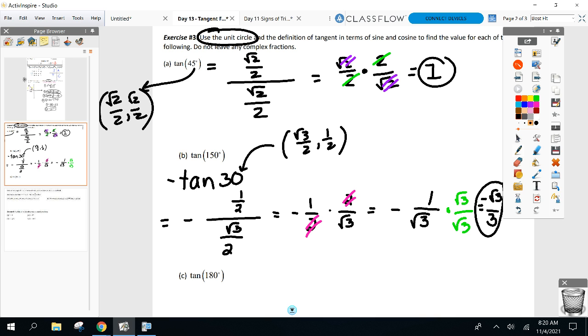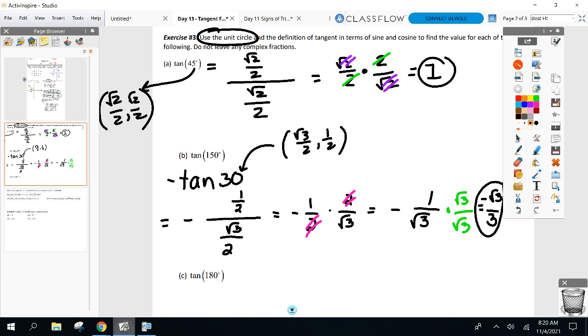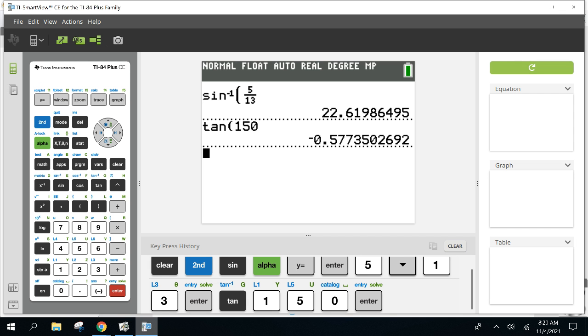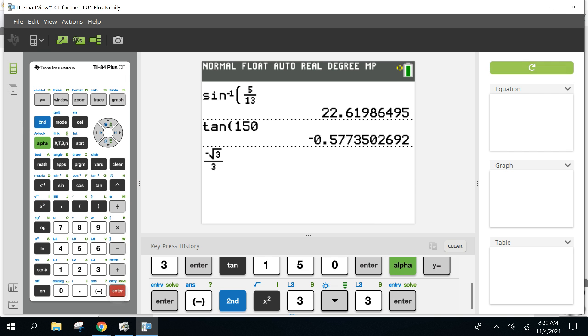You guys, just check your answer at the end. I already did this on my calculator here. There's tangent of 150. That's what it should come out to. So whatever you got as an answer, negative radical 3 over 3. All right, here you go. Let's take a quick peek. Negative radical 3 over 3. I feel pretty good. I got the right answer.